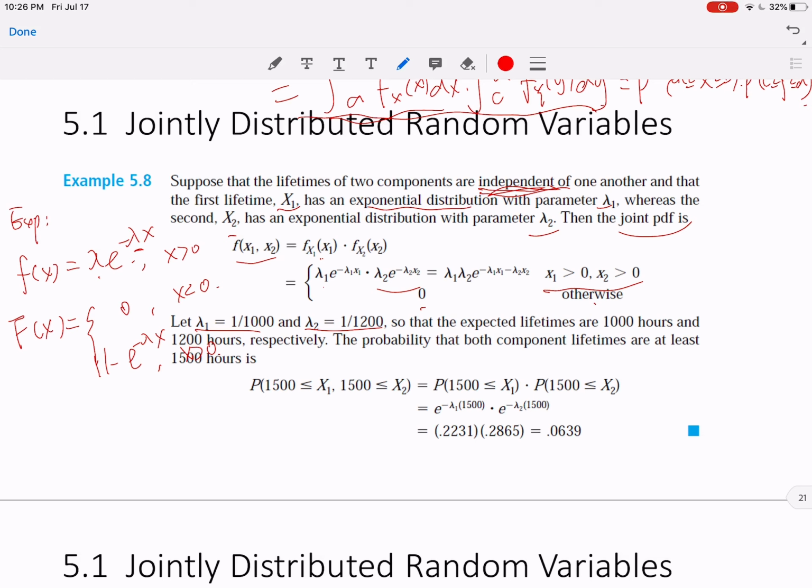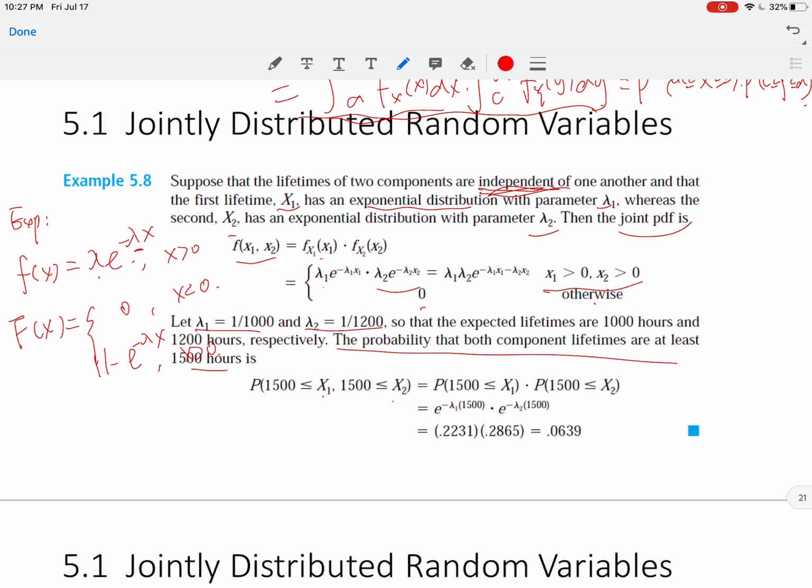So the expected lifetimes are 1,000 hours and 1,200 hours, respectively. The question asks for the probability that both component lifetimes are at least 1,500 hours. In other words, we're looking for x1 greater than or equal to 1,500 and x2 greater than or equal to 1,500.